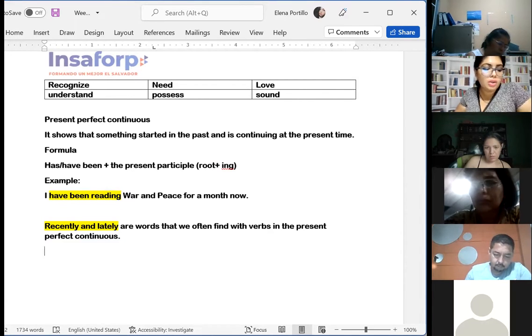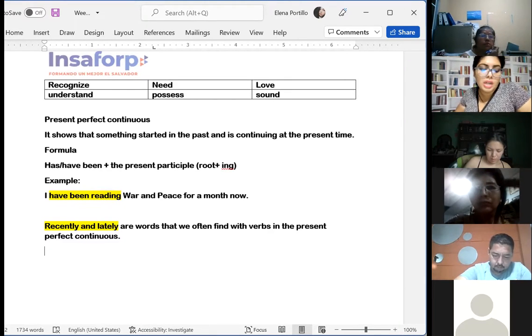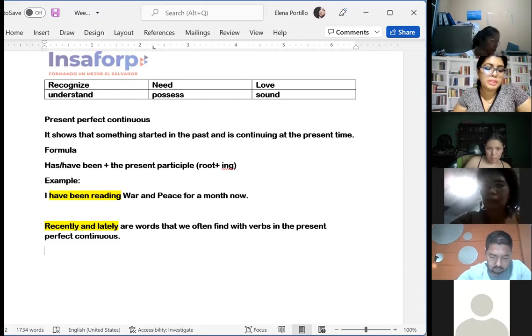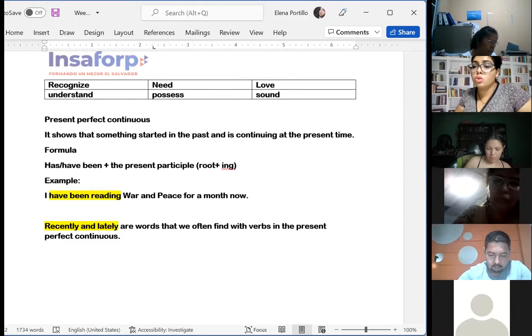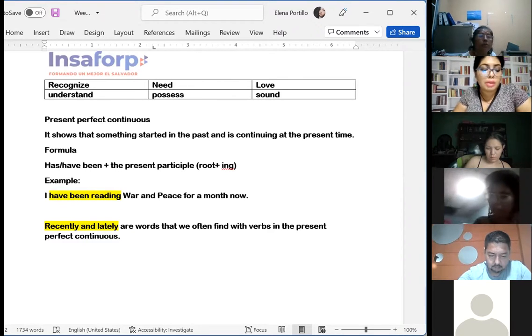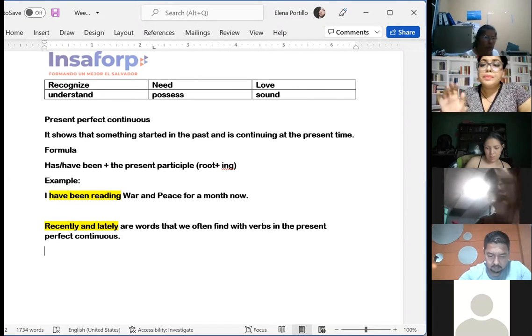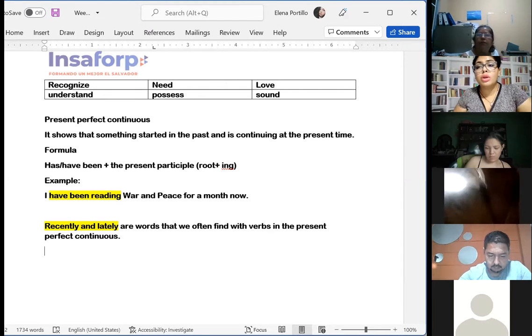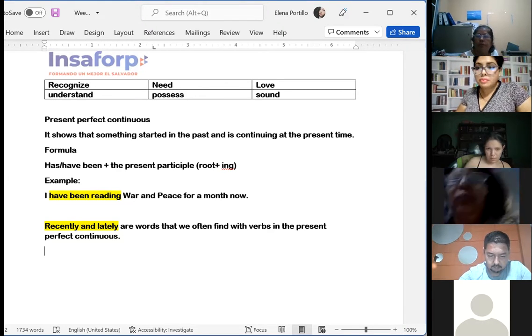It says that not all verbs are compatible with continuous action. Some examples of such verbs are to be, to arrive, and to own. Siempre existen verbos que no van a ser compatibles con estas estructuras. Y en este caso tenemos el verbo to be, to arrive, and to own. No son muy compatibles con esta estructura o con este tense.